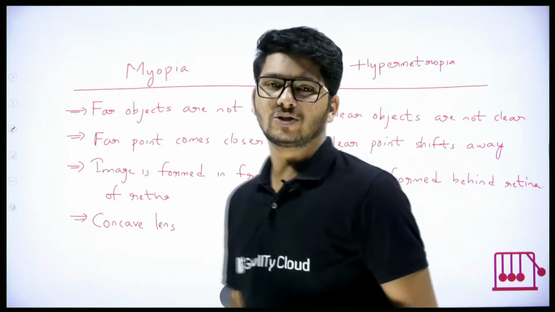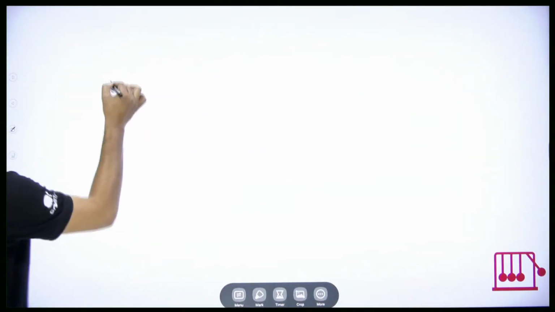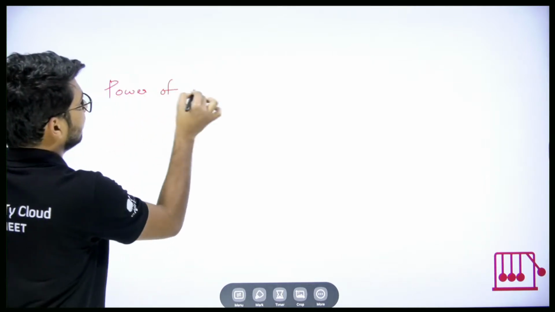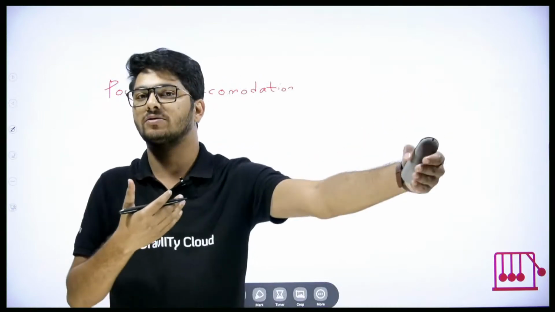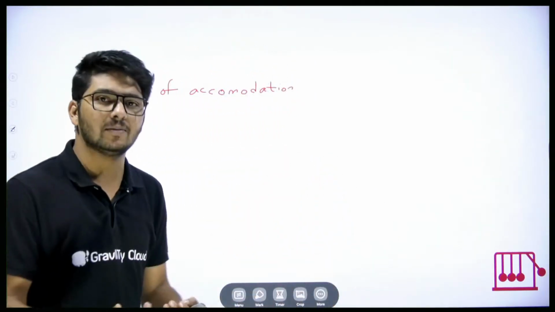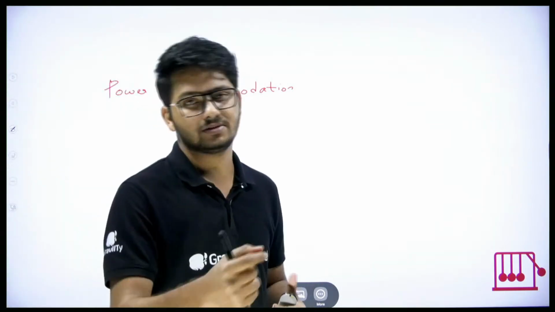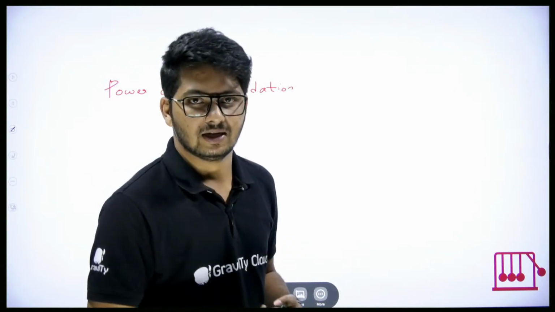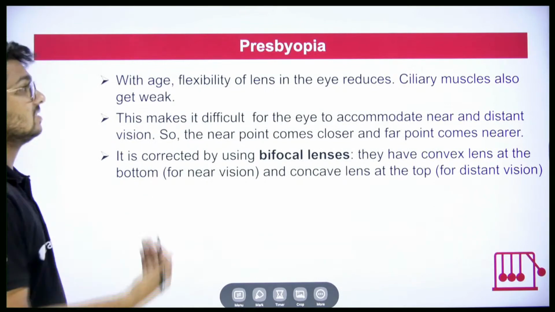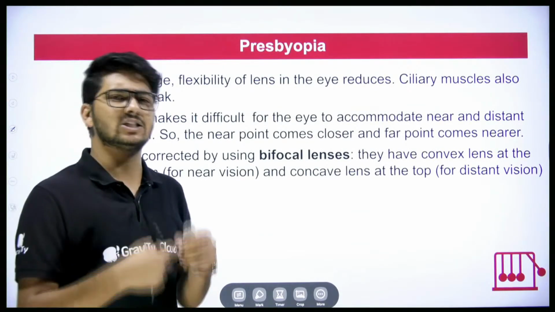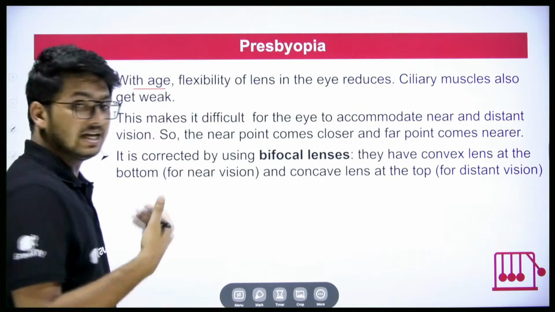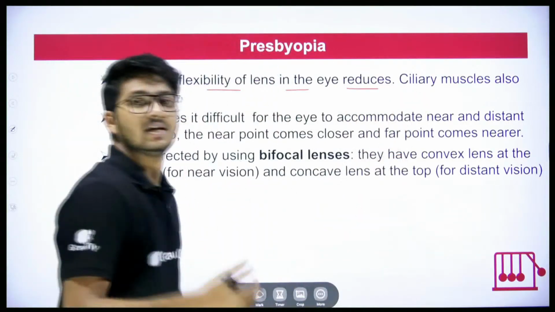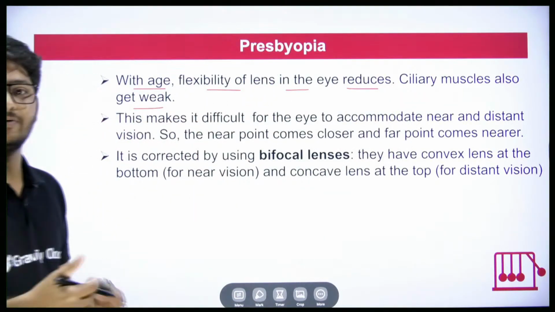Good. Now let's go into presbyopia. Now we have already learned about power of accommodation, and because of this power that we have, we can easily focus on near objects as well as far objects. This power of accommodation is enabled by the ciliary muscles as well as our eye lens because of their flexibility. Right, so as you grow old, flexibility reduces. It could be because of the ciliary muscles or because of the eye lens itself, but that flexibility decreases with time. So with age, the flexibility of the lens in the eye reduces, and the ciliary muscles also get weak.